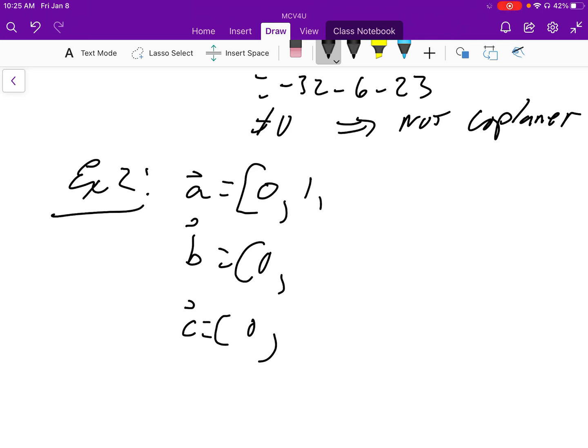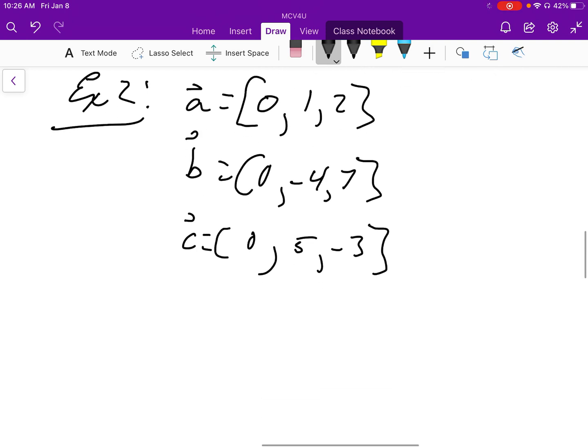And we're going to show the scalar triple that it's going to end up being 0 as well. So we can say this is 1, 2. We could say -4, 7. And we can do 5, -3. Okay, we know they're all coplanar. We know the answer should be 0. Let's make sure that it works out to be 0.